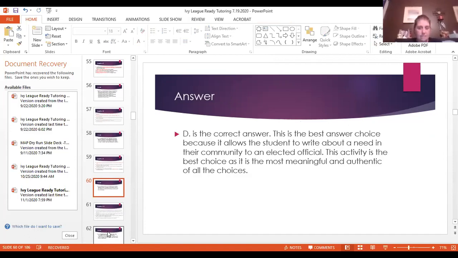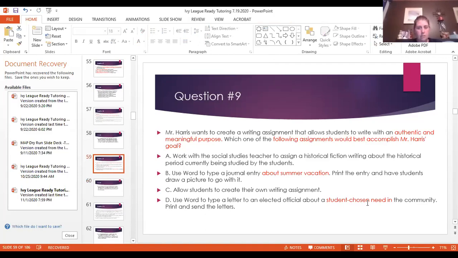It is okay, guys. It's fine. This is the best answer choice because it allows the student to write about a need in their community to an elected official. This activity is the best choice as it is most meaningful and authentic of all the choices, right? So key word here was student chosen need. Because they got to choose it, it would be most authentic and meaningful to them. A journal entry about summer vacation, I can see how it could be authentic, but the key word here would be student chosen, right?